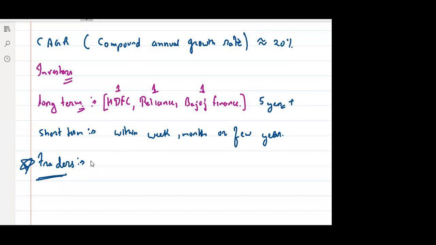So traders are totally different from investors. We will discuss traders later, because now we have to understand the meaning of trade. Traders are generally of two types. Intraday traders buy and sell shares in one day. Others buy or sell in 1 or 2 days or a few weeks. So they are traders.